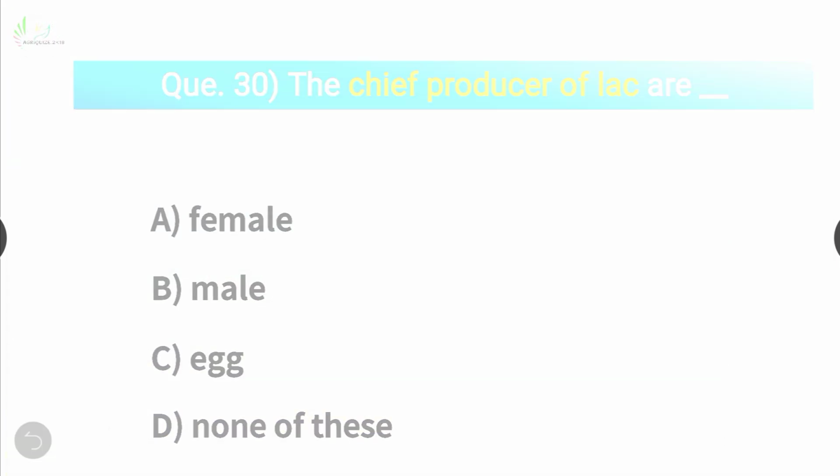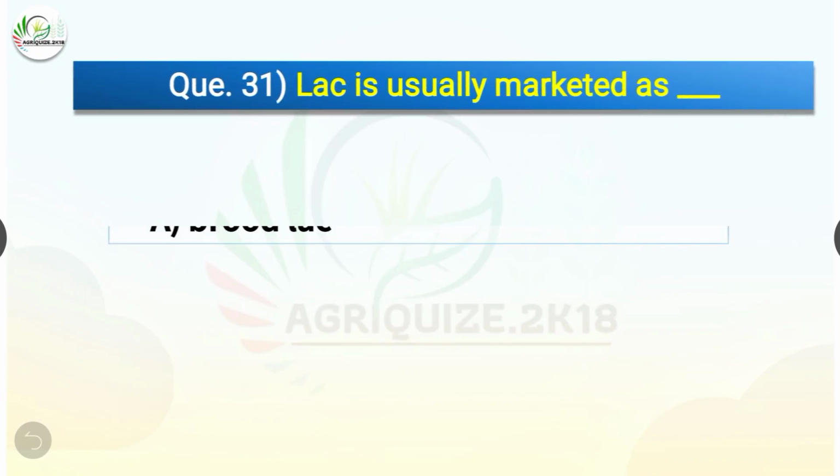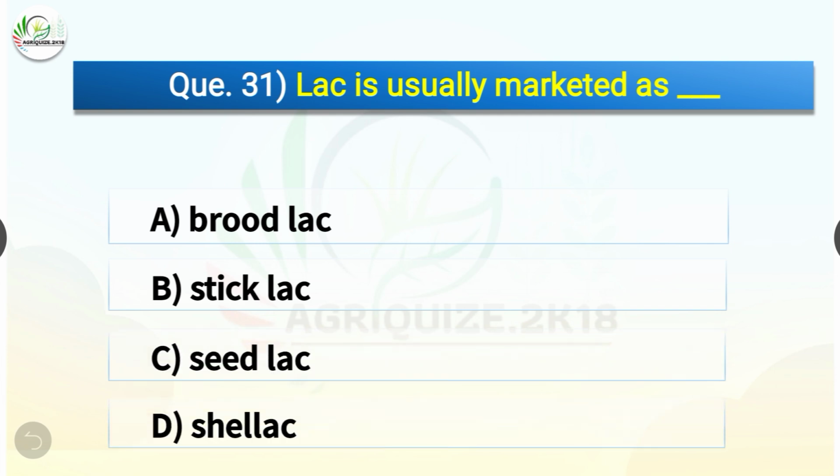Question number 31. Lac is usually marketed as dash. The options are brood lac, stick lac, seed lac or shellac. The correct answer is option D, shellac. So lac is usually marketed as shellac.